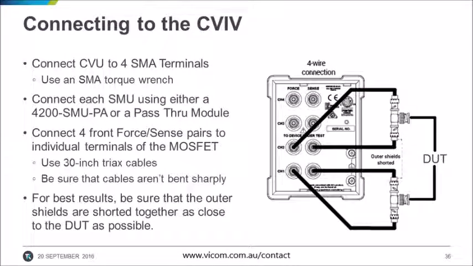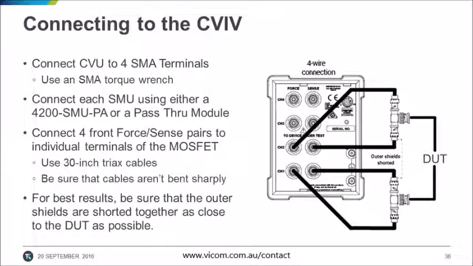Making connections to the CVIV switch can be very easy. First, we need to connect a CVU, the CV meter, to the 4 SMA terminals in the back of the CVIV switch. Here we'll use an SMA torque wrench. Then we'll connect each SMU using either a 4200 SMU preamp or a pass-through module, which also slides right into the back of the CVIV switch.